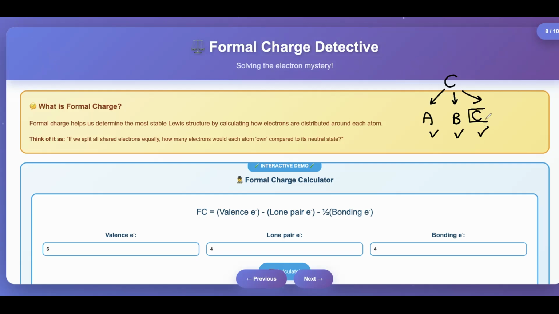If you want to know which one is the most stable one, you have to look at the formal charges of the atoms. Think of it as if I split all the shared electrons equally, how many electrons would each atom own compared to its neutral state? The formal charge can be calculated by finding the valence electrons, subtracting the lone pair electrons, and then subtracting the bonding electrons.